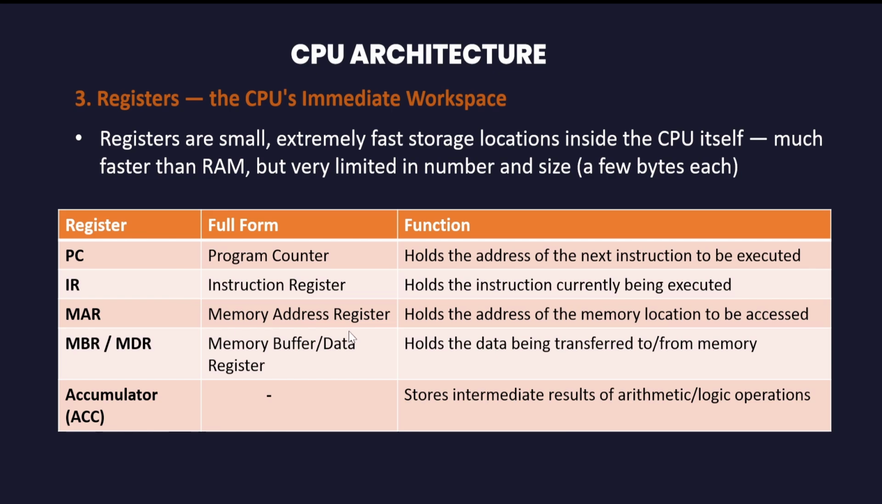MAR is memory address register. It holds the address of the memory location to be accessed. And MBR is memory buffer register. It holds the data being transferred to or from memory. MAR and MBR always work as a pair. MAR says where in memory to look and MBR carries what was found there or what is being written. Accumulator. It stores the intermediate results of arithmetic and logic operations.